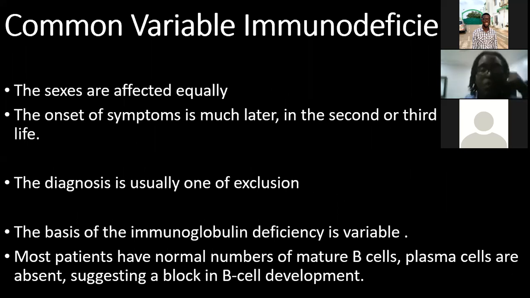And because the antibody levels are few, they are not absent. So it usually occurs later, like the second or the third decade of life. And mostly when you check the blood levels, they have normal levels of the mature B cells, but the plasma cells are absent. So in the Brutons, there's failure of progression from the pre-B cells to the B cells. Here in common variable immunodeficiency, the B cells are there, but there's failure of progression to plasma cells, which give the antibody response.